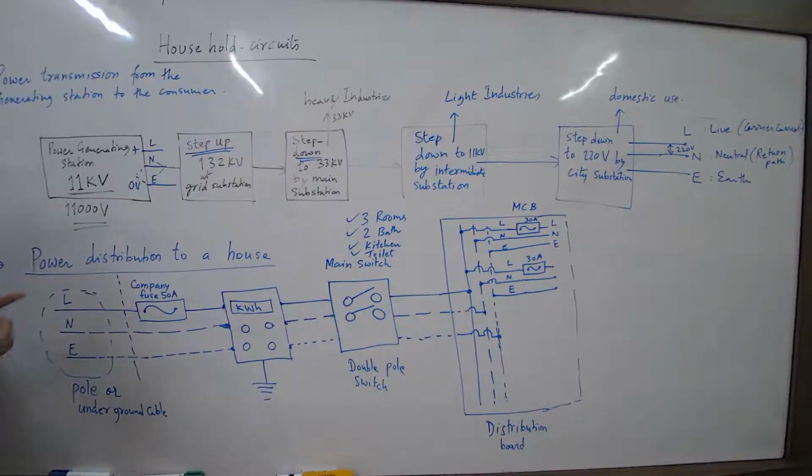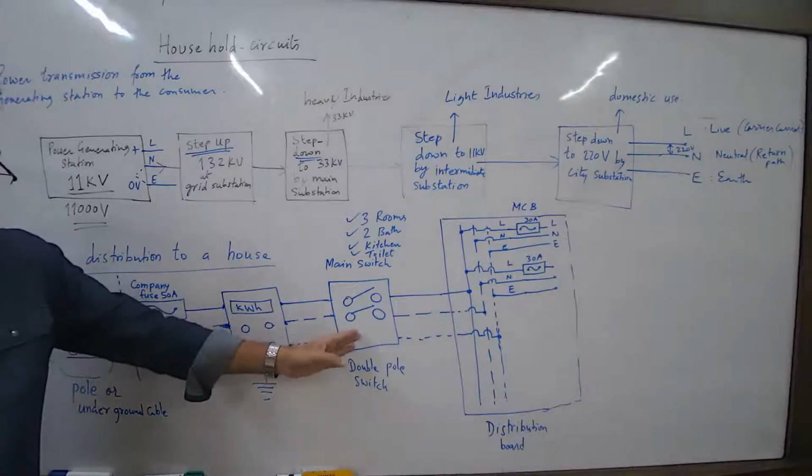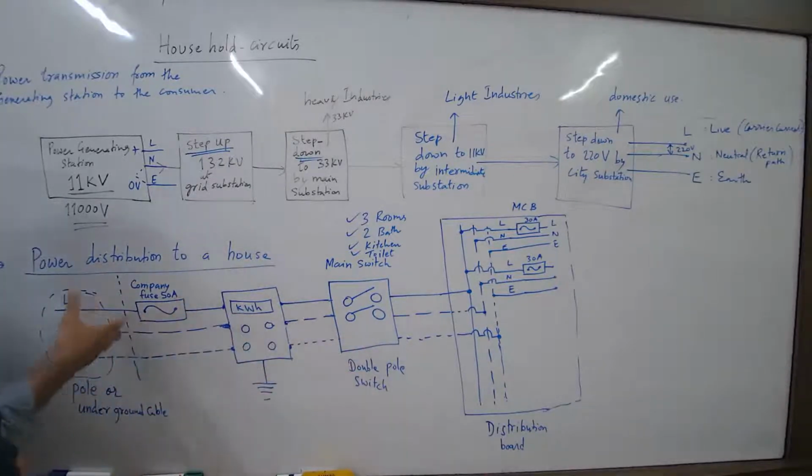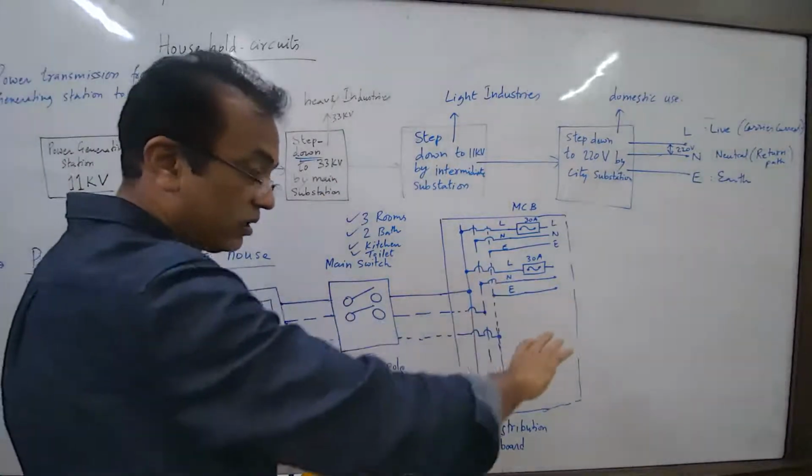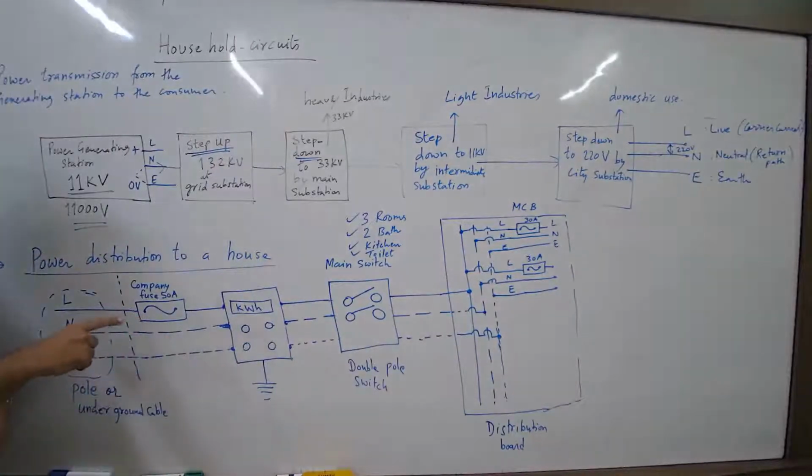To carry out maintenance or repair, you need to cut the main supply. So the fuse is not like a main switch. A main switch can be anywhere at the house level, and you can have a main switch here also. But the fuse is for this: suppose somebody overdraws current more than the approved rating, then it will go.